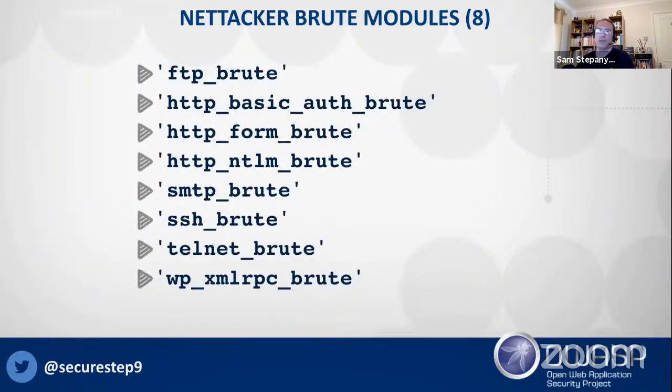And the brute forcing. There are currently 8 brute forcing modules in Nettacker. Nettacker can perform brute forcing using the FTP protocol, using HTTP basic auth, and using HTTP forms. So if you have a website which has a login with a username and password, Nettacker can brute force that. HTTP NTLM as well, SMTP for your mail service, SSH, which is very useful, and Telnet for all the devices. I will be talking about why we have Telnet, because of the Internet of Things. And there's also a brute forcing module for WordPress XML RPC, which is useful for brute forcing WordPress accounts.